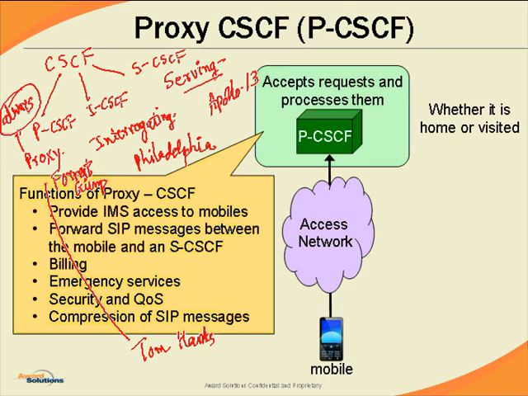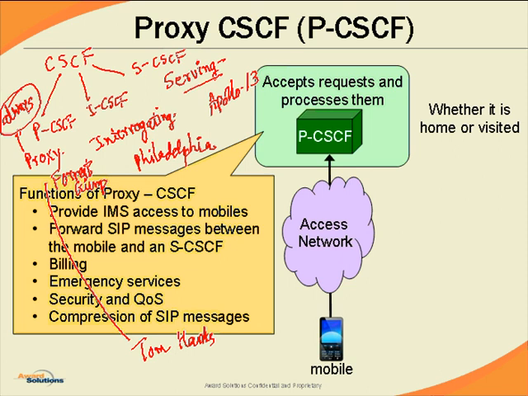So in summary, Tom Hanks in the movie Forrest Gump, that's proxy, always there. First point of contact of UE with the IMS network. Interrogating CSCF, lawyer Tom Hanks in the movie Philadelphia. It means it interrogates the HSS, that which serving CSCF I should pick. And finally, serving CSCF is in charge of the session. It does the authentication. So that's a high-level summary of 3 different types of call session control functions. So let's go into the details now.